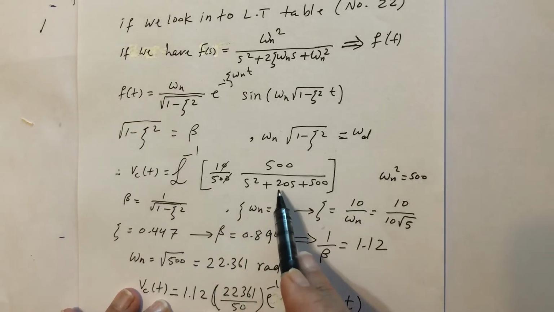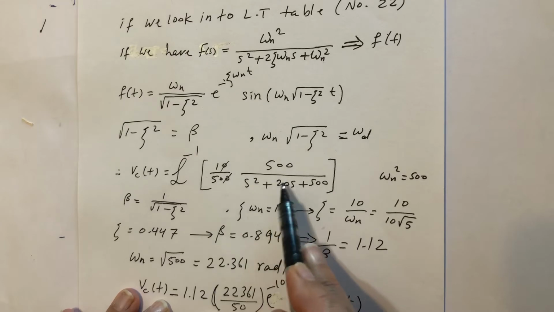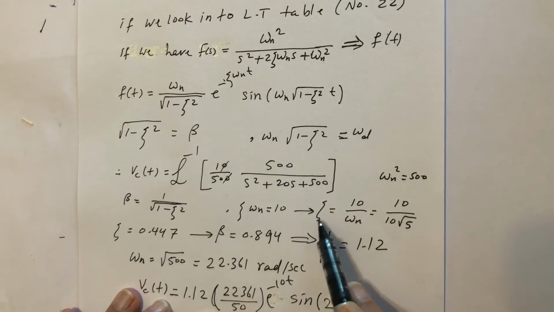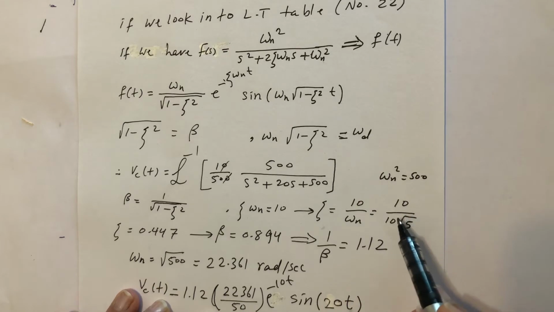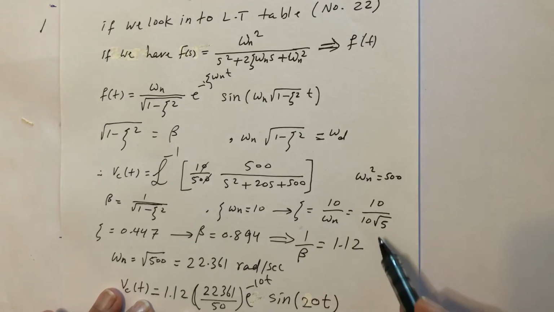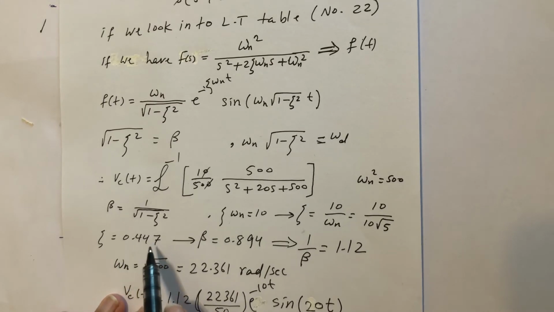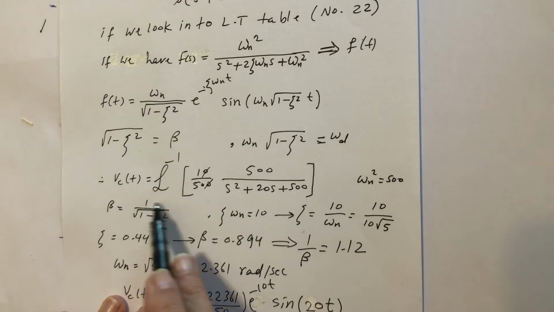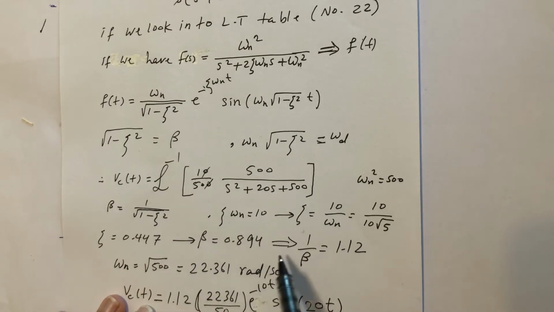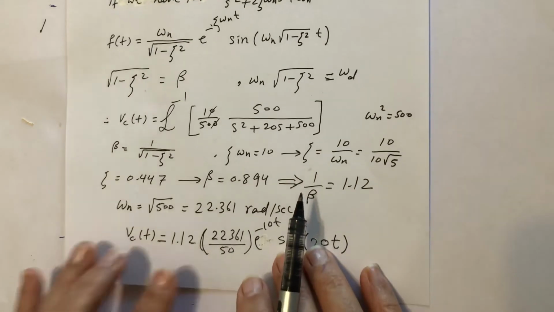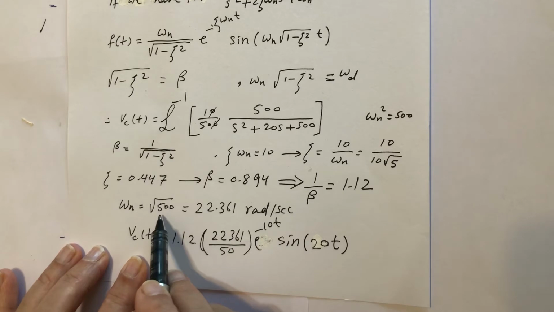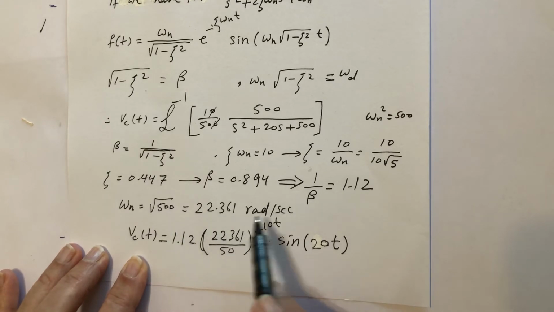We have zeta omega n from here equal to 20 divided by 2, so it will be 10. We get zeta equal 10 over omega n, and it will be equal to 10 over 10 square root of 5. And we get zeta equal 0.447. So beta, using this expression, will be 0.894. 1 over beta equals 1.12. Okay? And omega n equals square root of 500, and it's equal to 22.361 rad per second.